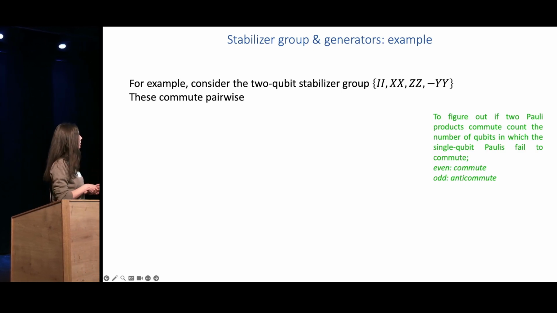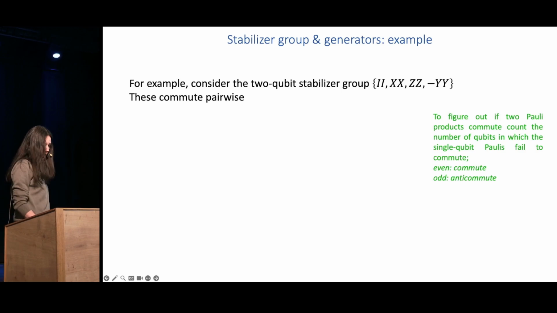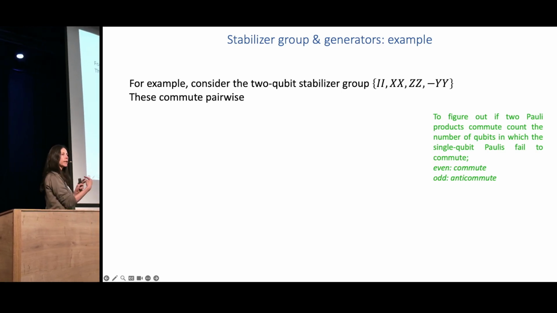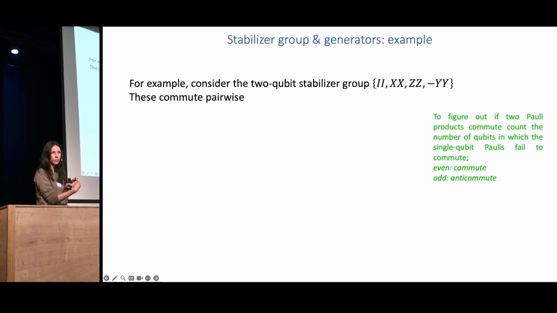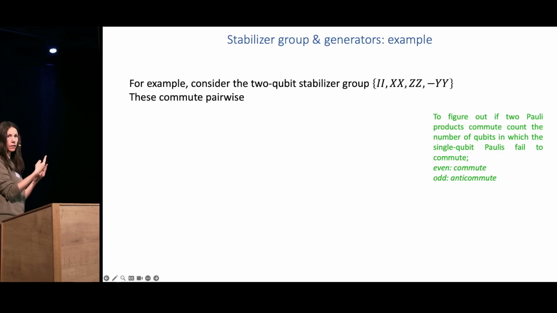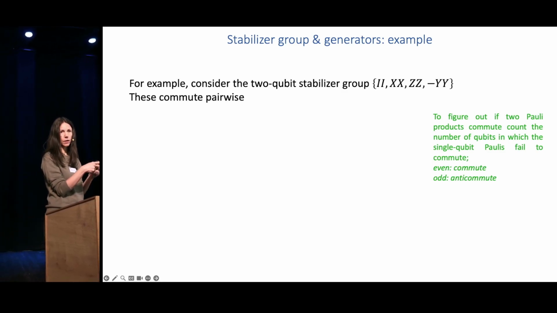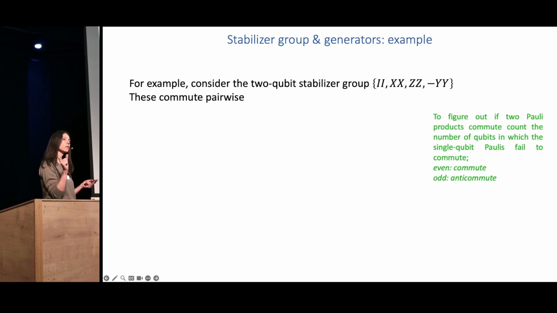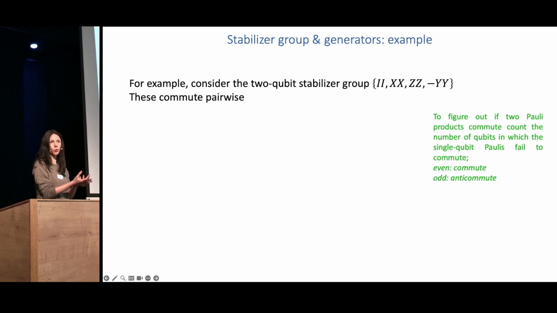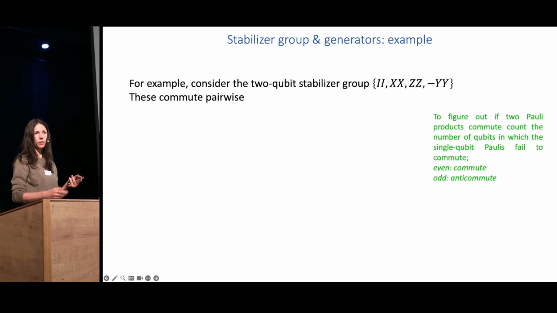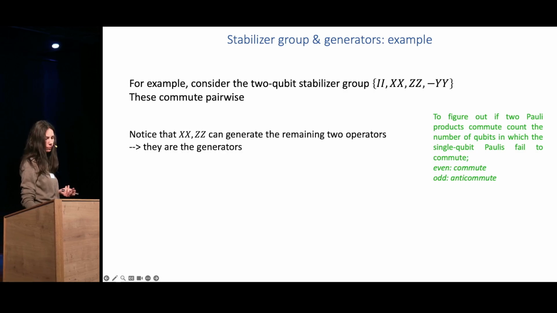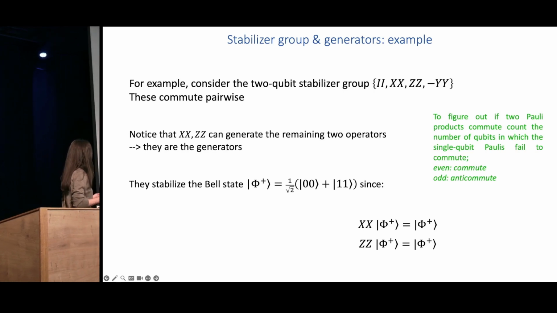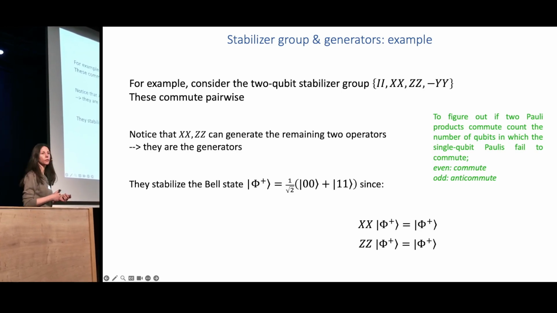All right, so this is a stabilizer group for 2 qubits. And now you can notice that I can obtain minus YY by multiplying XX and ZZ together. And I can also obtain the identity if I multiply XX with itself or ZZ with itself. So what that means is that I only need two of these operators to define my group, my stabilizers, because I can get the others. So I call these the generating set, the generators. And it turns out, of course, that the state that these stabilize is the Bell state phi plus.